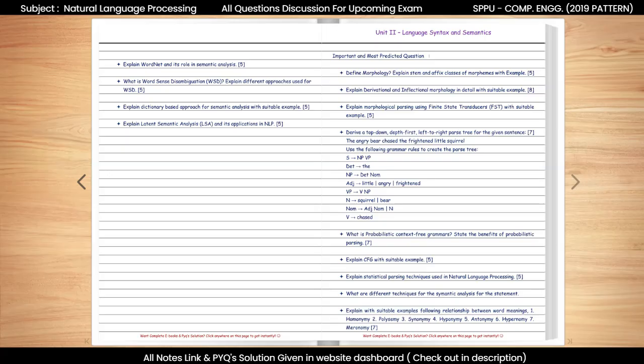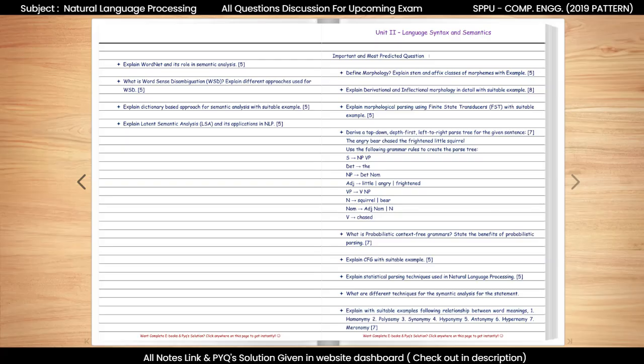Now, let us move on to our next important topic, WordNet. From this topic, we can expect questions such as, explain WordNet and its role in semantic analysis. WordNet is a lexical database that groups words into sets of synonyms and shows relationships between them. It helps semantic analysis by providing structured meaning relations such as synonymy and hyponymy, enabling machines to understand word meanings better.